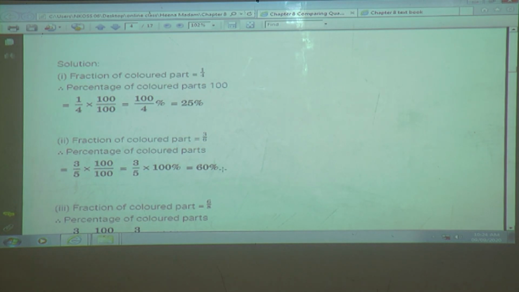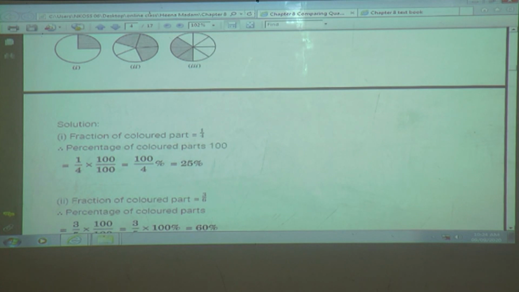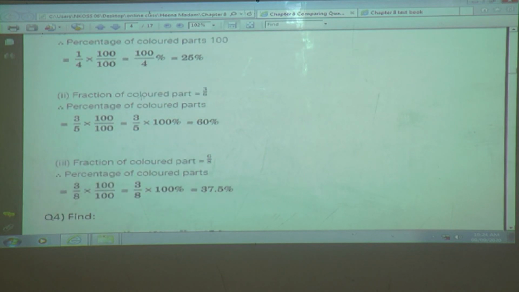So it is 60%. First, we wrote a fraction out of the given figure, and the fraction is converted into a percentage. So now it is very easy. When a fraction is given, you can convert it into a percentage by multiplying by 100%. That is, we always have to find the percentage out of 100.